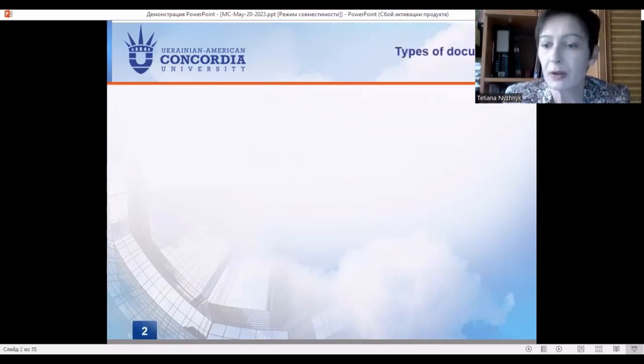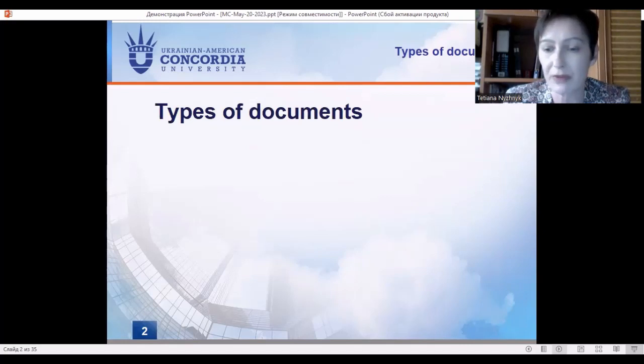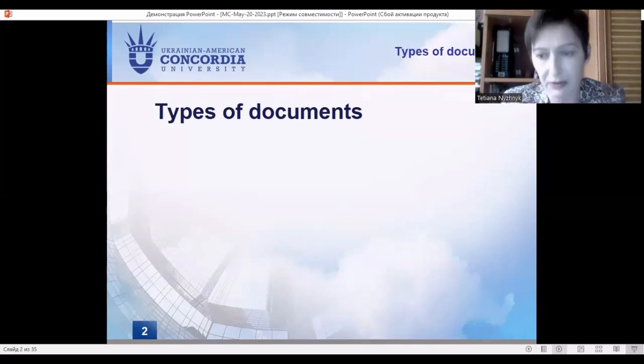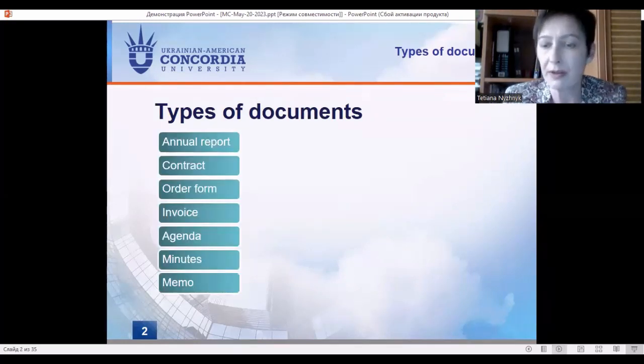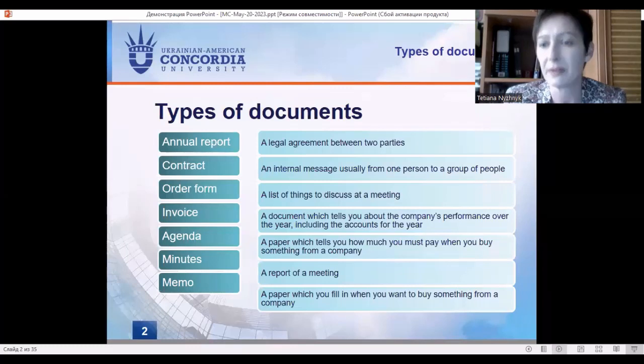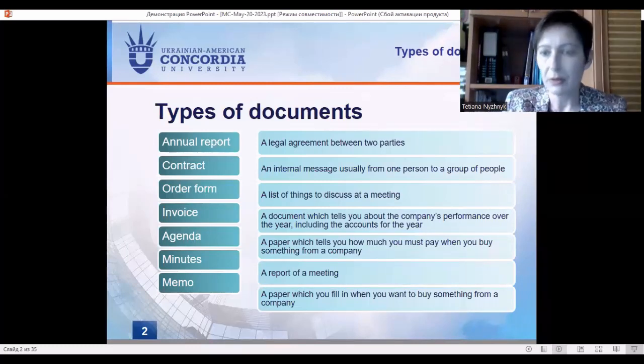Now, let's start. I've chosen several types of documents just to demonstrate how different business writing is from the types of documents that you read and create every day. On the left, you can see 7 phrases: annual report, contract, order form, invoice, agenda, minutes, and memo. On the right, there are the definitions. You can try to complete the exercise yourself and to match the words, the types of documents, to the definitions. But I will actually help you with this. Now, let me use the arrows to make them more visible.